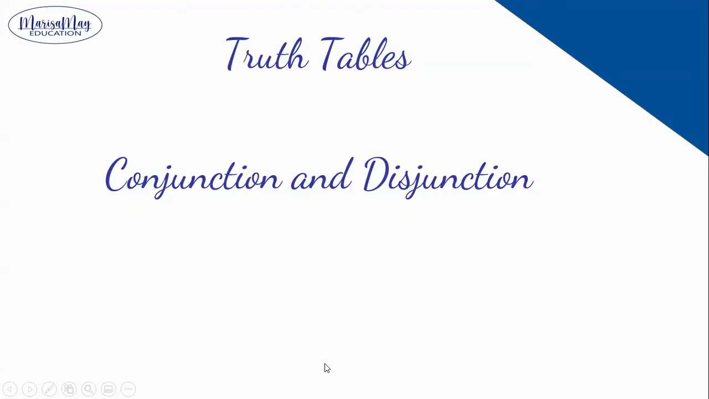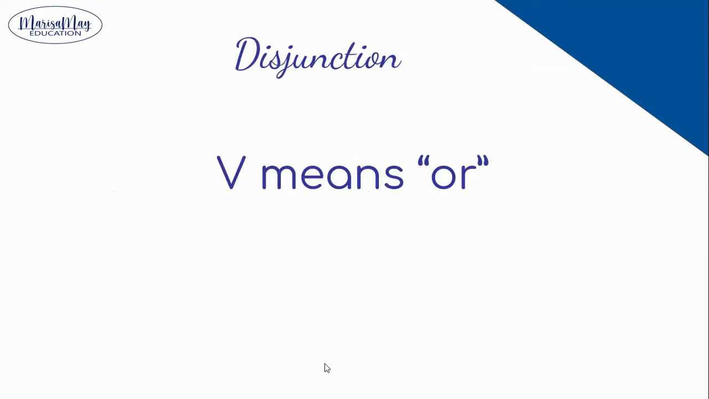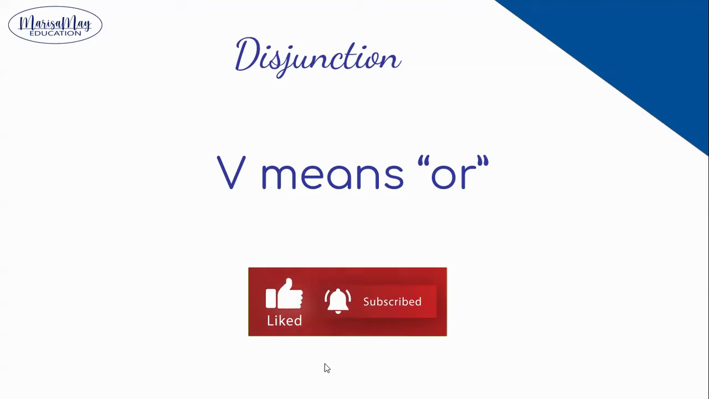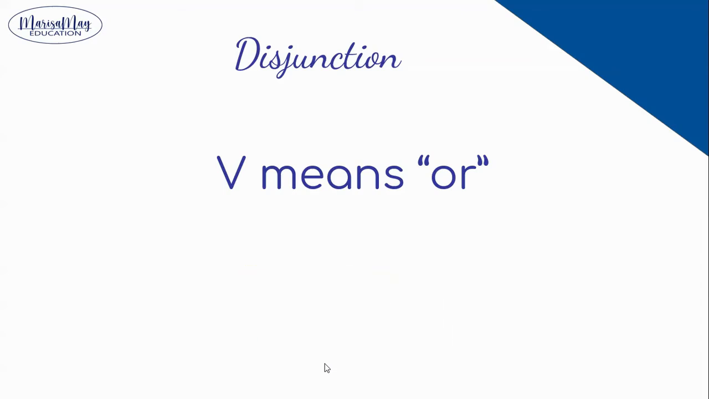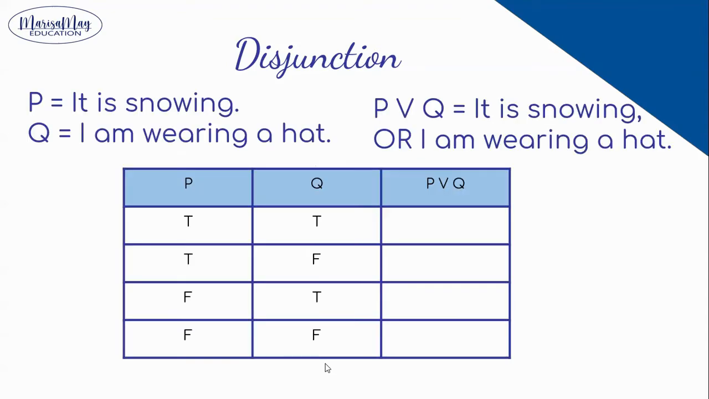In this video, we will take a look at truth tables, specifically as they apply to conjunctions and disjunctions. First of all, let's talk a little bit about notation. When we see the V, we're going to interpret that to mean "or." And statements that have the V, or the "or" statement, are called disjunctions. Let's see if we can put it together with an example.